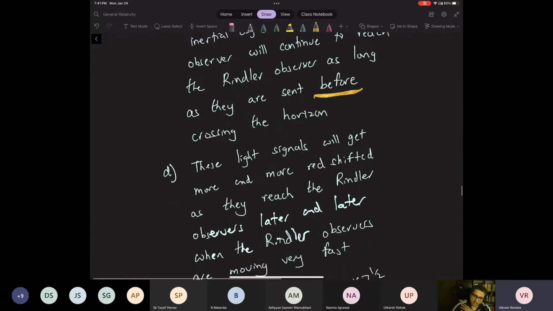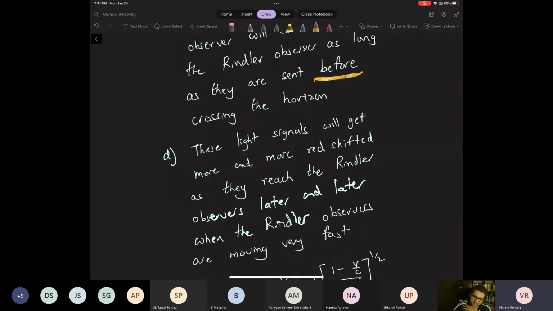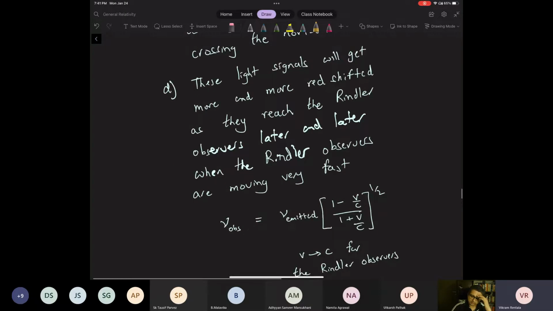Okay, and the other thing is that these light signals will get more and more redshifted as they reach the Rindler observers. Why is that? Well, we know that if you are sending a signal and you are at rest, as measured in this frame S, and there is an observer who's traveling away from you at a very high speed, when they receive the light signal from you, it will appear to be redshifted. As we studied in STR, the observed frequency will be the emitted frequency times this factor, (1 minus v/c over 1 plus v/c) raised to half.